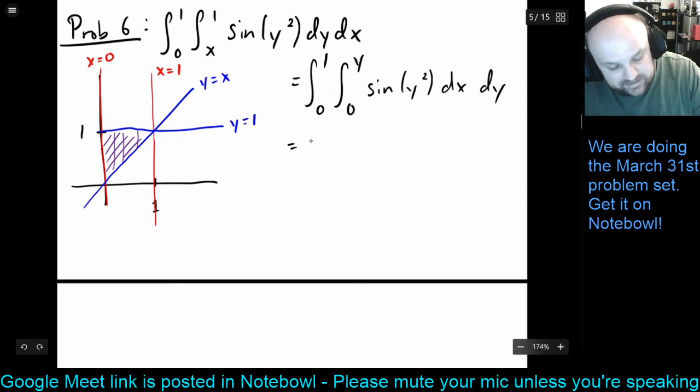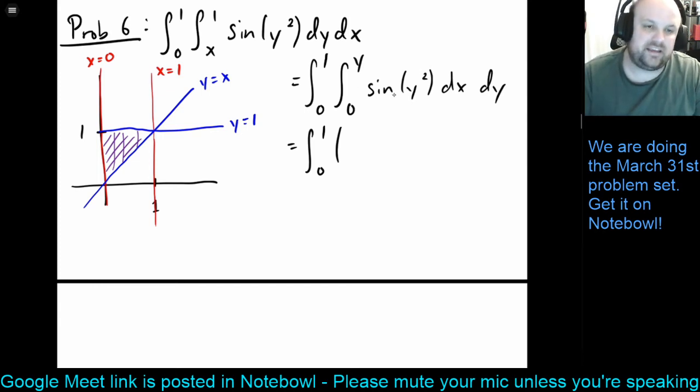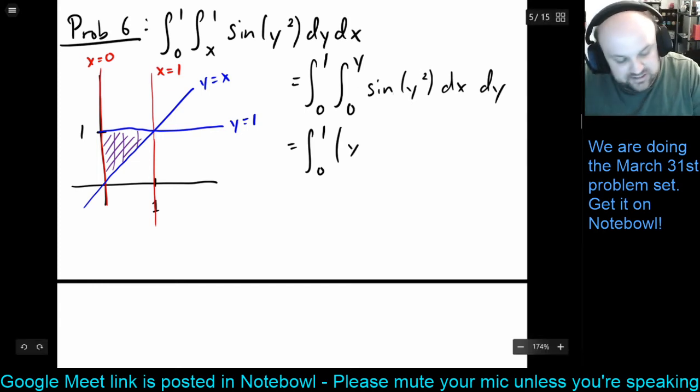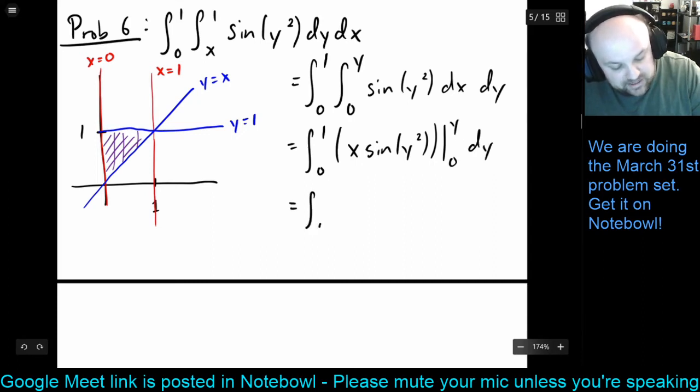So if we integrate this with respect to x, this whole thing here is just a function of y, so it's just x times this number, from 0 to y, dy. At the end of the day, we're going to get the integral from 0 to 1 of y sine of y squared.